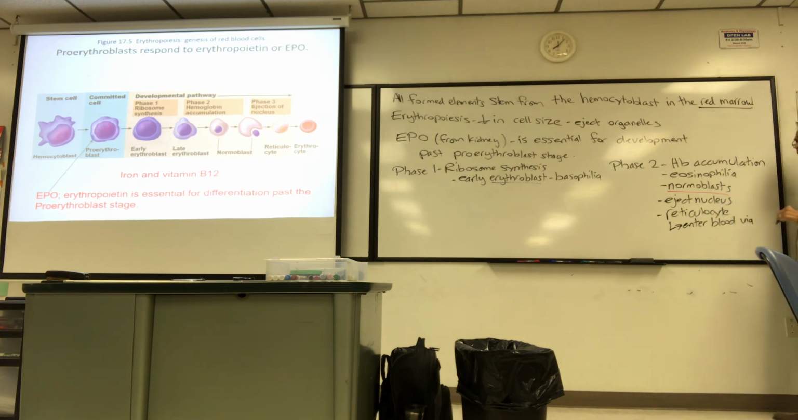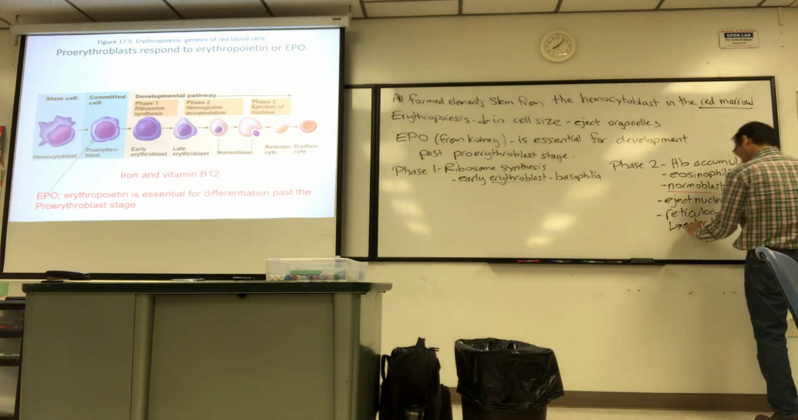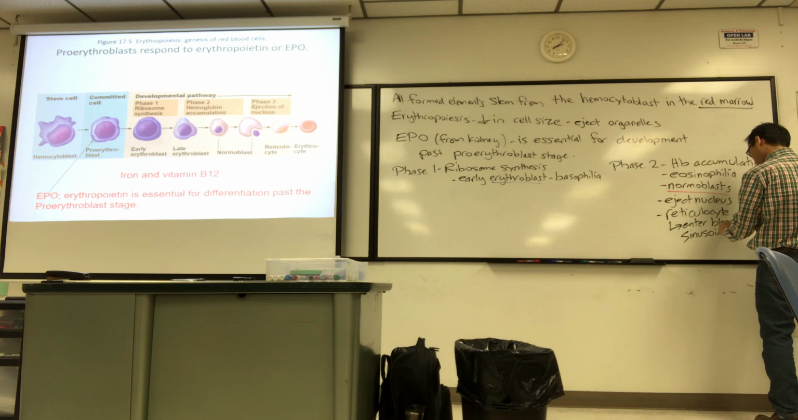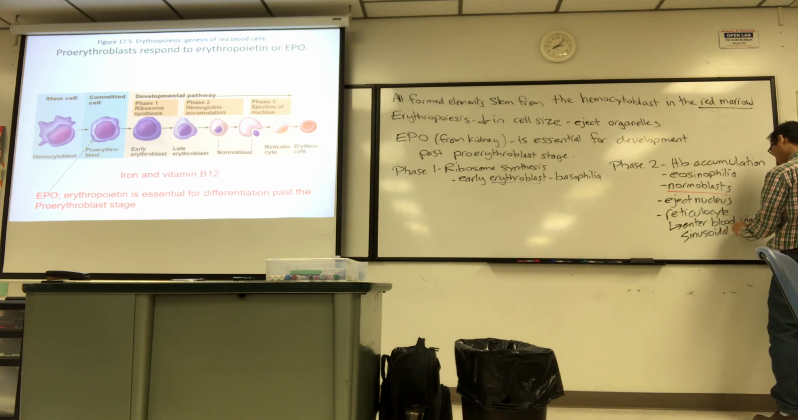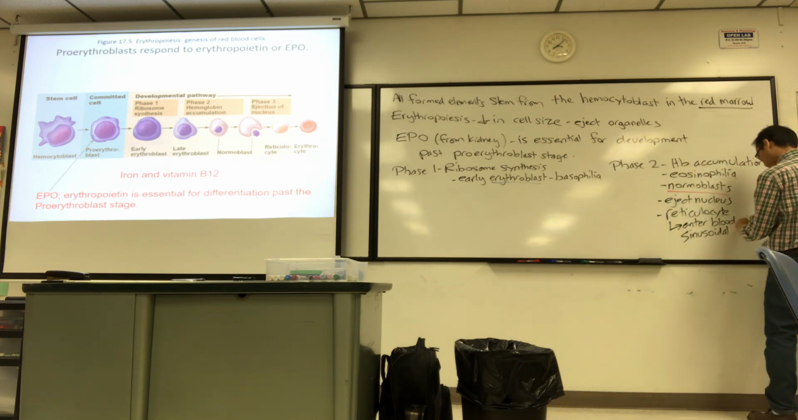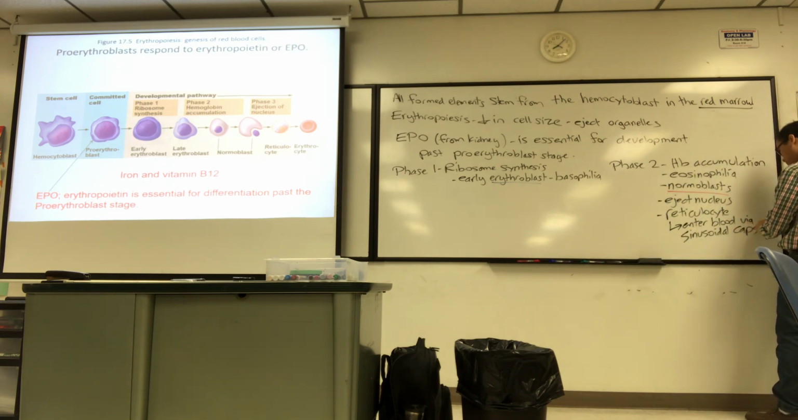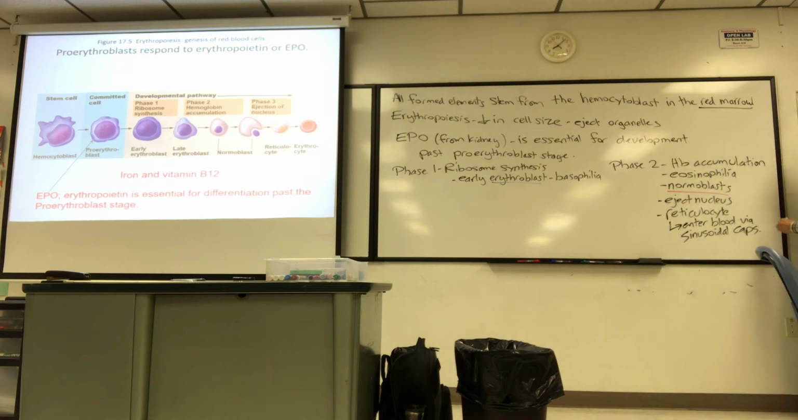Remember you have different capillaries? The ones with the biggest gaps, right? The leakiest, the sinusoidal capillaries. Sinusoidal caps. That's what I'm writing here. Okay, at that point, you're an RBC, a full-on red blood cell. So we made it to the end of the slide there.